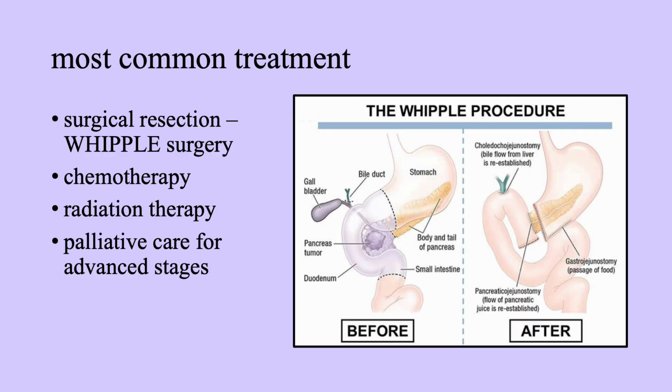Okay, moving on to treatments. So the first one I'm going to talk about is the surgical resection, the Whipple surgery. This is called the pancreaticoduodenectomy. I'm not sure if that's pronounced right either. That's kind of a mouthful.